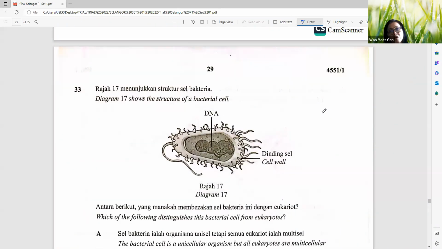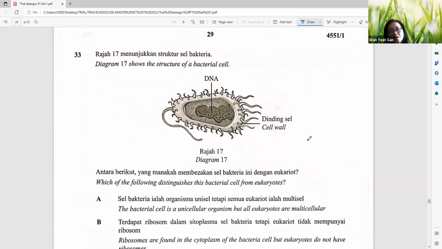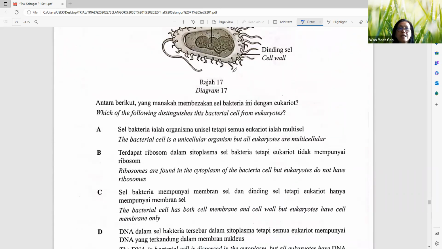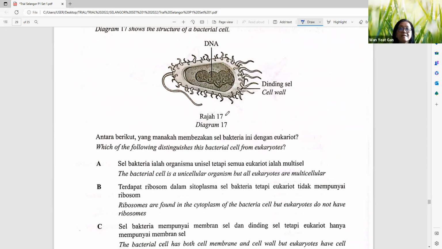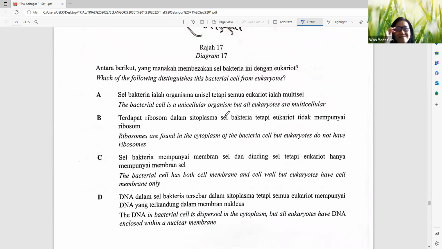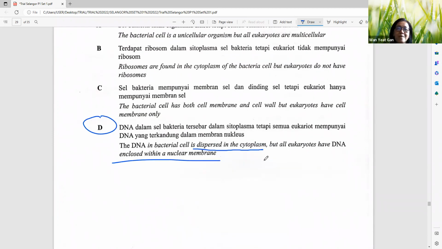Diagram 17 shows the structure of a bacterial cell. Which of the following distinguishes this bacterial cell from eukaryotes? Here, you can see that the DNA is not contained inside the nuclear membrane. It's found scattered. So this is what is different about this bacterial cell, which is the archaebacteria, from the eukaryotes. The DNA is dispersed in the cytoplasm, but all eukaryotes have DNA enclosed within a nuclear membrane, right?